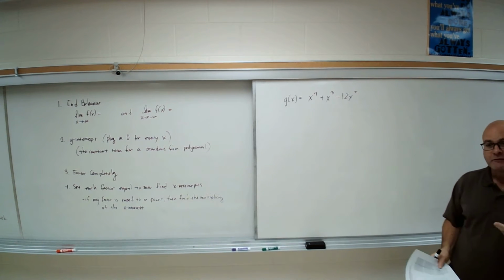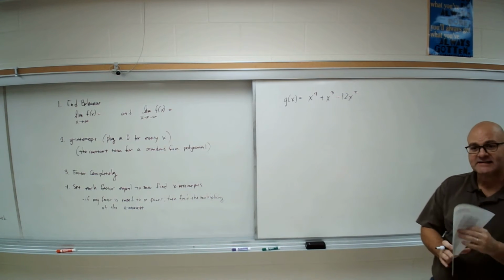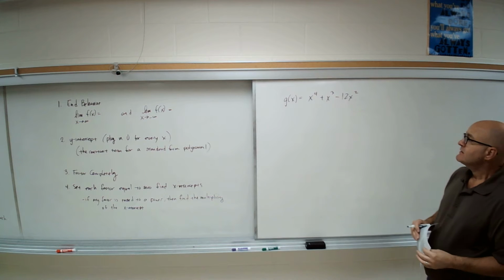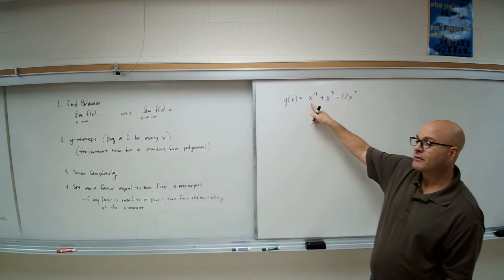Okay? So we have a polynomial. This is in standard form. So let's run through our steps here. And again, this is the second one on your paper. So the first thing I'm going to do is just think about my end behavior. Okay, so this is a 4th degree polynomial.